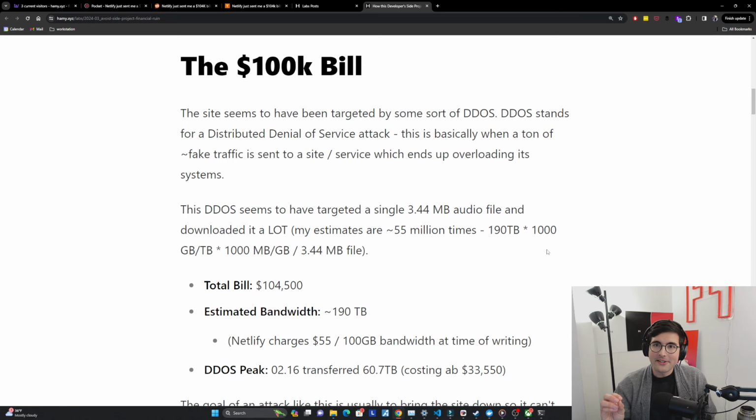All right, now let's talk about this $100,000 bill. So the site seems to have been targeted by some sort of DDoS, which stands for distributed denial of service attack. Obviously there's DoS, DDoS, which one is it? Nobody actually cares, it's basically the same.